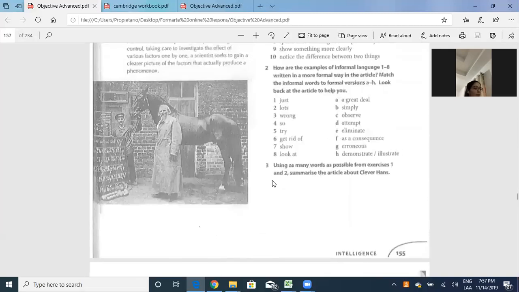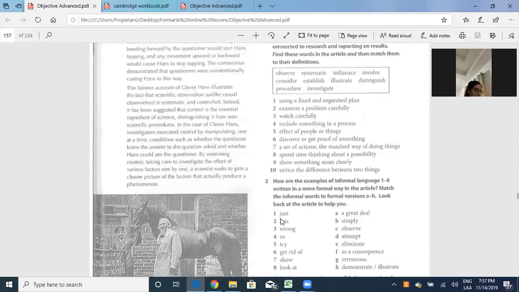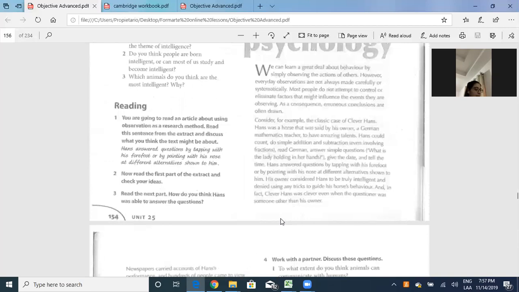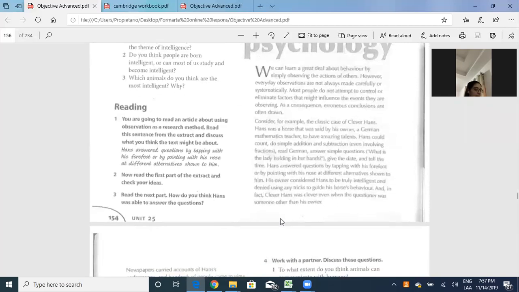I have a question. In the paragraph before, in the one, two, three paragraph, there is a word that says a slight bending forward by the questioner with outstretched hands, blah blah blah. What is the meaning of bending?